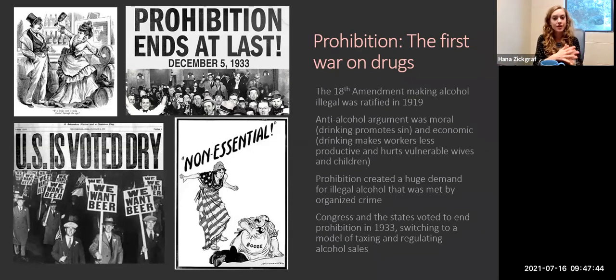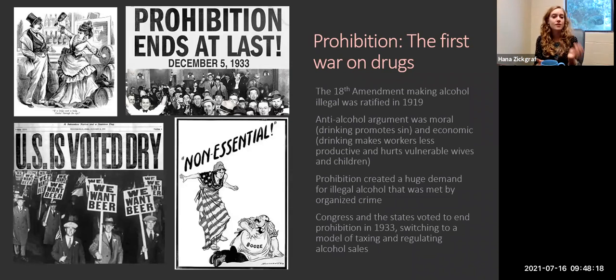So in the late 1800s and early 1900s, there was a very large anti-alcohol movement that had its roots in both moral arguments. So drinking is sinful, it's unchristian, it promotes other sinful behaviors like lust and gluttony and sloth. And anti-alcohol reformers also made economic arguments. So to appeal to bosses and corporations, the argument was that when workers drink, in their own personal time, it makes them less productive on the clock.